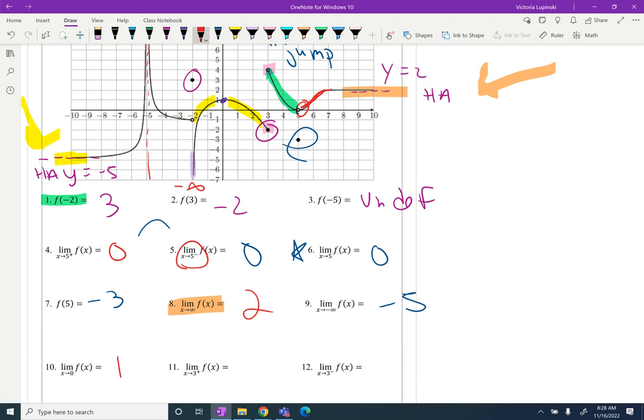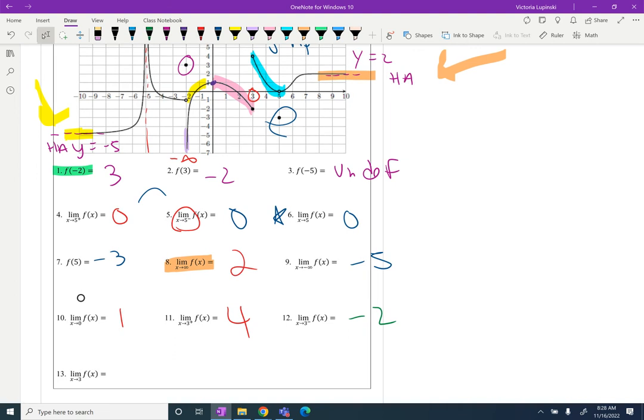Now you're approaching 3, but from the right side only. So if you're approaching 3 from the right side only, here's 3. Here's the right-handed approach. What y value are you heading towards? 4. Then you're still at 3, but now you're doing the left-hand approach. What y value is that pink piece going towards? -2.